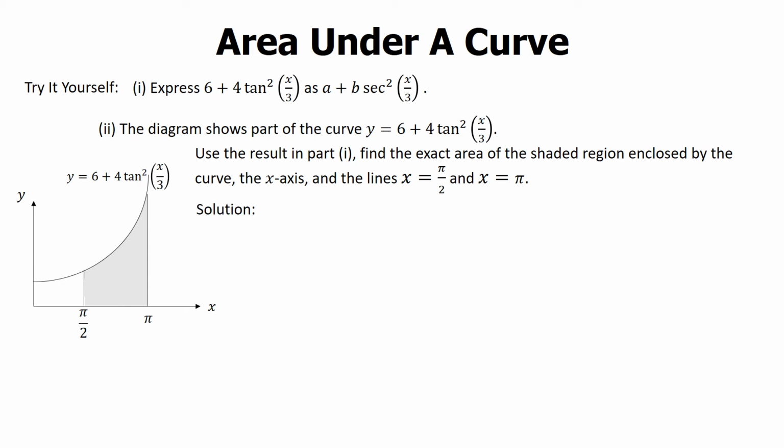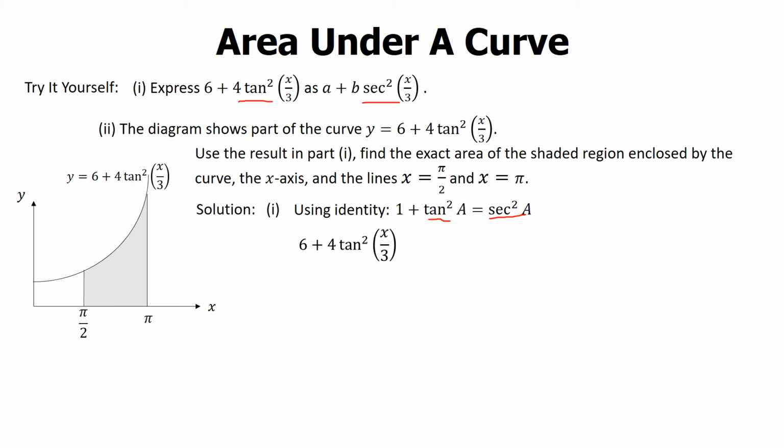Here is the solution. For part 1, notice that we want to change the tangent squared into secant squared. Therefore, we can use the identity 1 plus tan squared a equals sec squared a. This identity connects tan squared a and sec squared a.